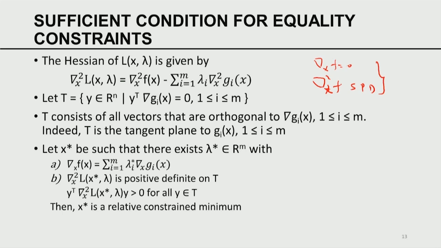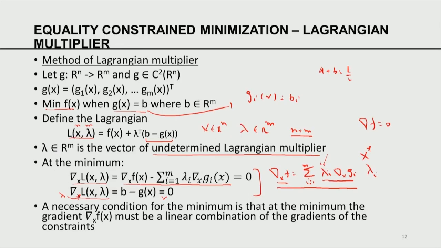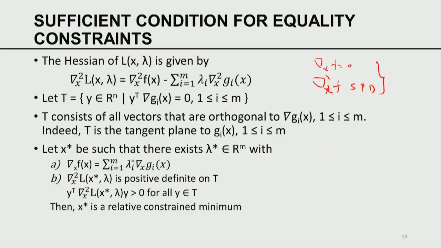So, in the previous slide, we only talked about the necessary condition, the first derivative. I have not talked about the second derivative condition. Are you with me, please? There is a first derivative condition and a second derivative condition. First derivative is necessary, second derivative is sufficient. Both for constrained and unconstrained. So, the sufficient condition for the equality constraint problem is that the Hessian of L, which should not be surprising. That is the reason I went into this.